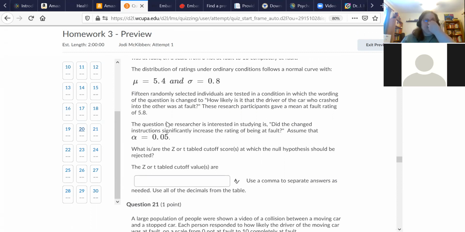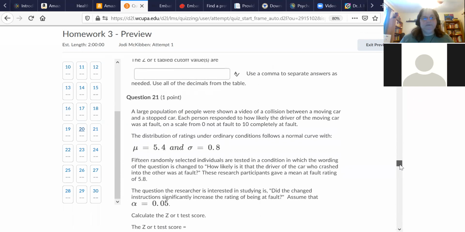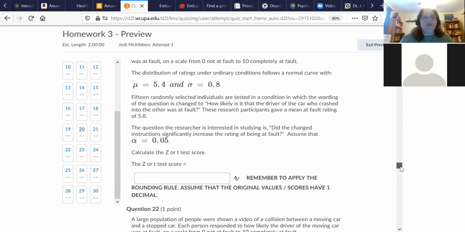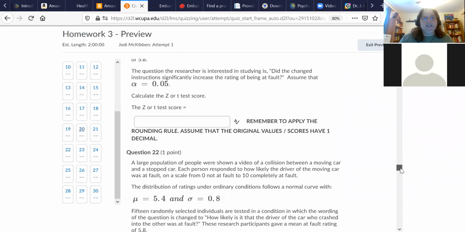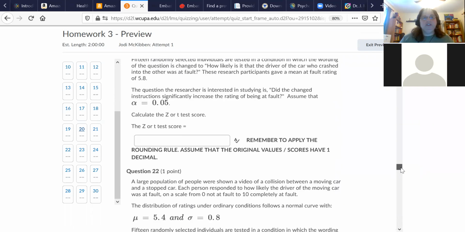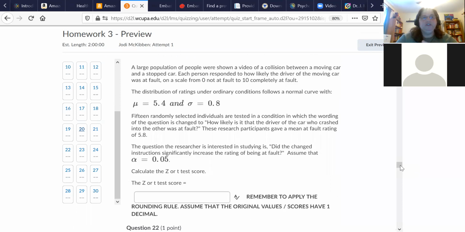Because it's one-tailed, I might also ask myself the question at this point, just to have it in the back of my head. Okay, well, they claimed that the wording was going to increase if the other was at fault. Is 5.8 bigger than 5.4? If yes, I'm okay. If no, there's no way I'm going to reject the null. And then question 21 gets into the actual calculation of the Z-score.